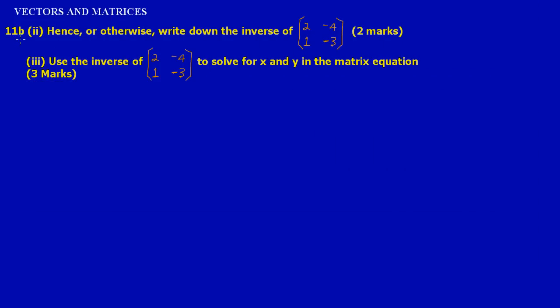Let's quickly look at the solution to 11b part 2. Here they're saying hence or otherwise write down the inverse of 2, -4, 1, -3. And that's an easy 2 marks. Now guys, quickly, let's just look at it.